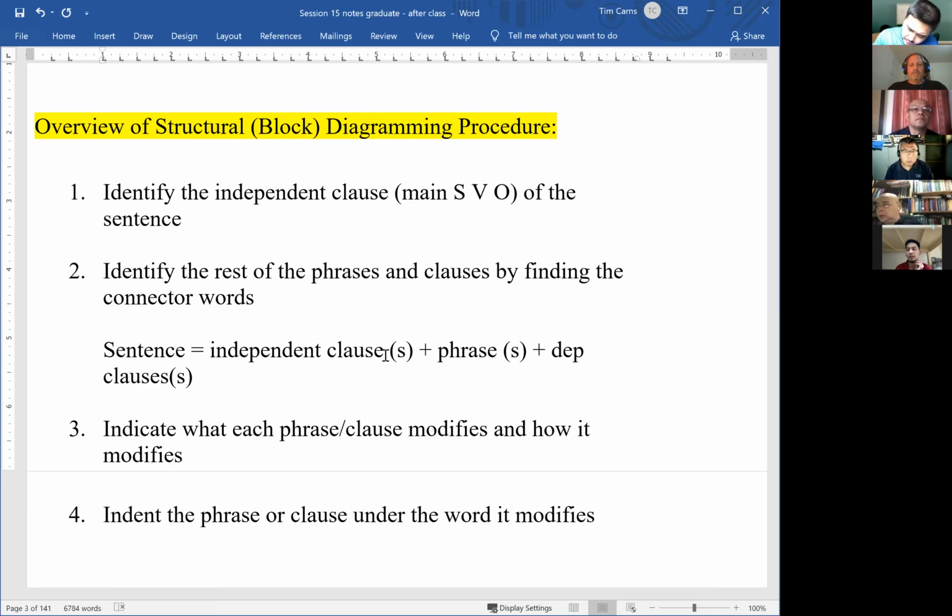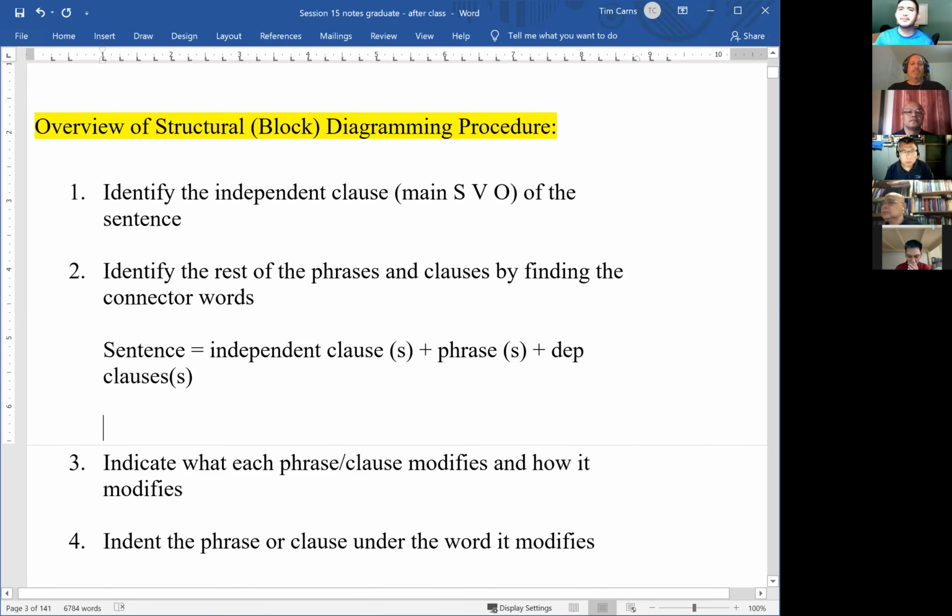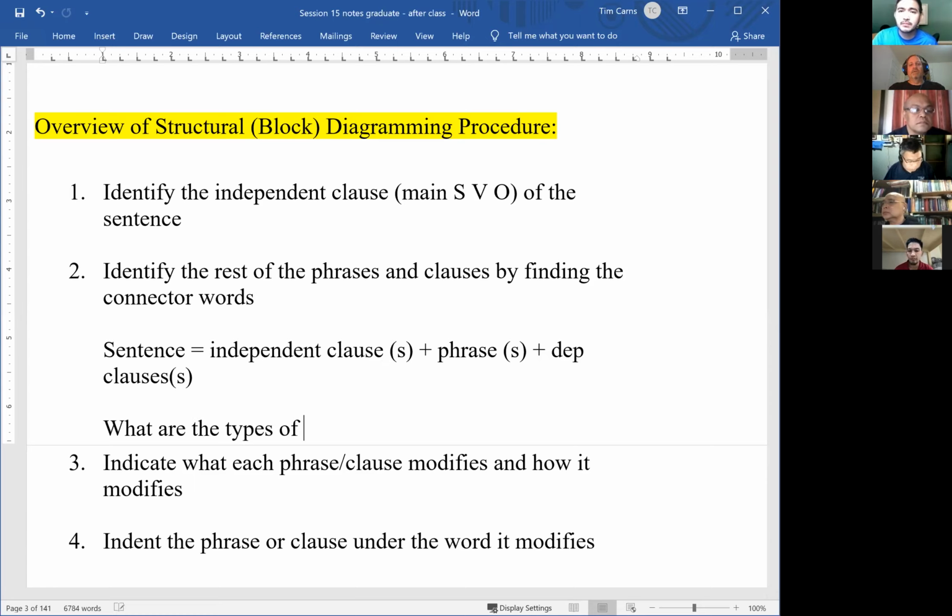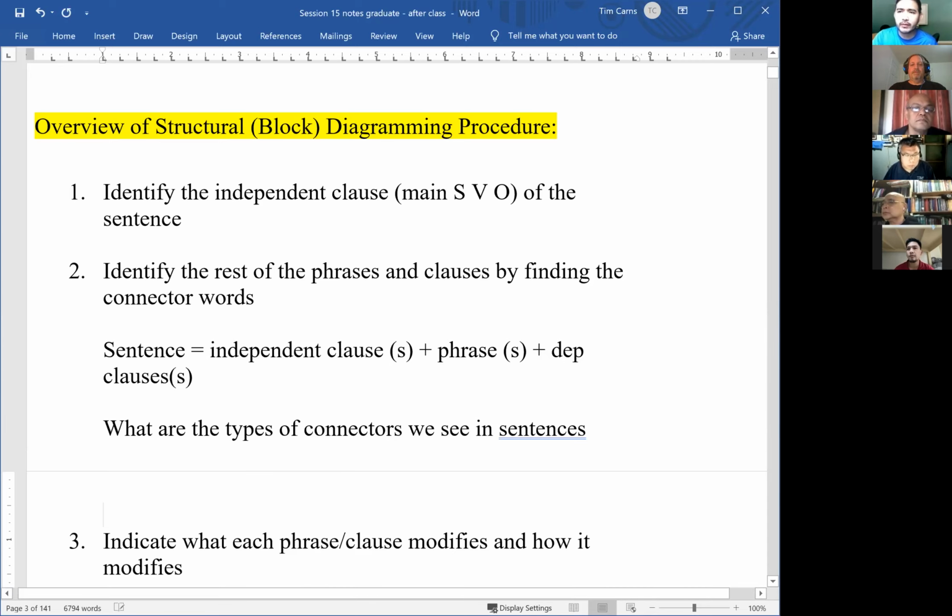And so the way to figure this out, how do we identify those separate phrases and clauses? We do that by finding what I've called the connector words. Last week we spent some time on conjunctions and looking at those in detail. Essentially, there are 4 types of connector words that we're going to see commonly in Scripture. And I'm going to ask Pastor Jan to tell us at least one of those 4 types of connector words. What are the types of connector words we see in sentences? Pastor Jan?